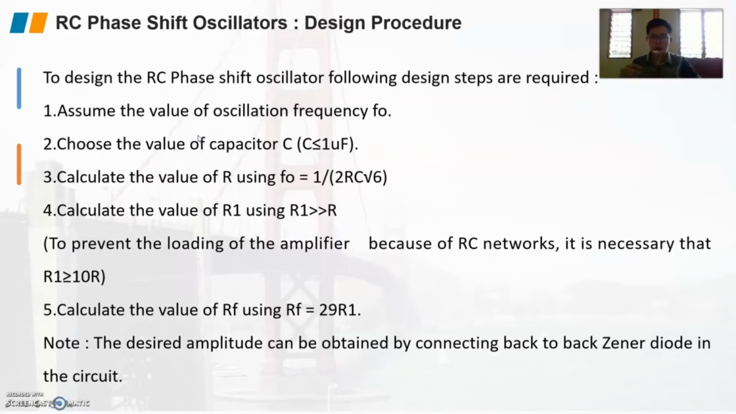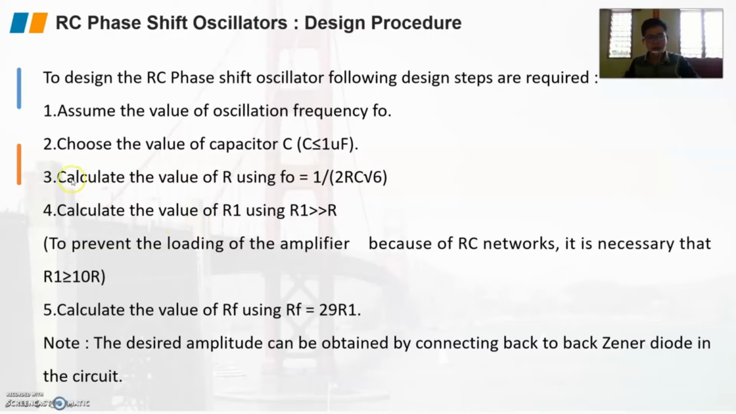So in my part, I will present about the design procedure of RC phase shift oscillator. So here is the design procedure to design the RC phase shift oscillator. The following steps are required. So first of all, we need to assume the value of oscillation frequency F0. So we can choose any oscillation frequency according to our design. And the second one is choose the value of capacitor C. So the C will be equal to or less than 1 microfarad, so we can choose the value of capacitor C using this. So that will be always less than or equal to 1 microfarad.